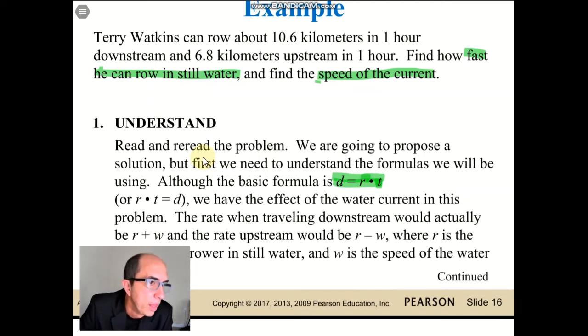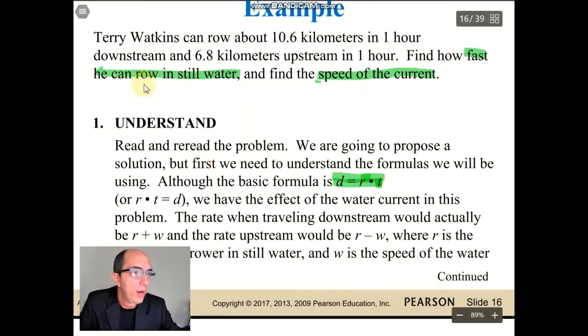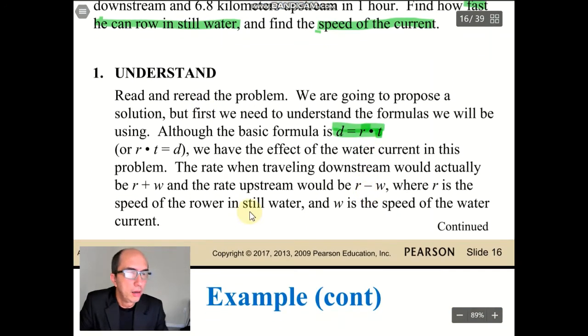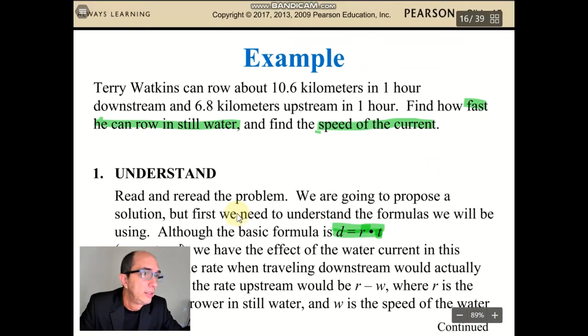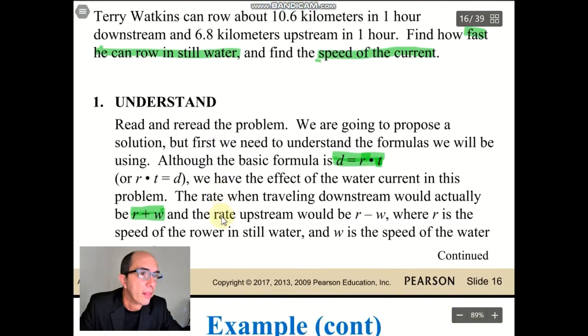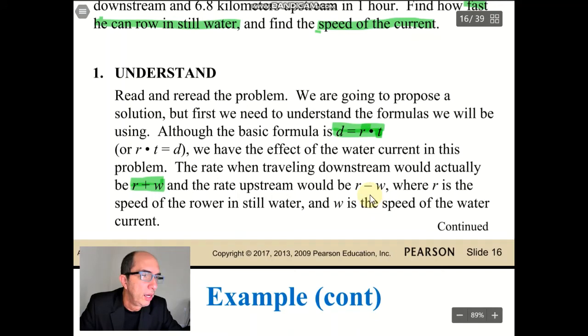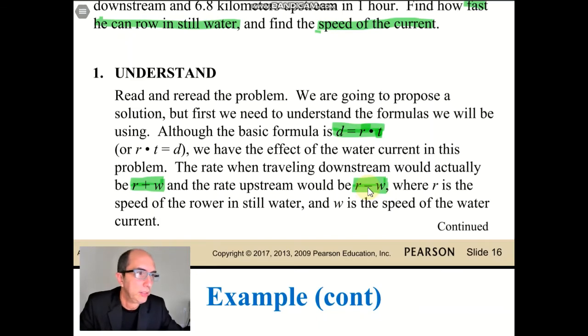Okay. We have the effect of the water current in this problem, and the rate when traveling downstream would actually be R, that means the rate of the rowing, plus the speed of the water, the speed of the current, right? And if we calculate the rate upstream, it would be R minus W, where R is the speed of rowing and W is the speed of the current.